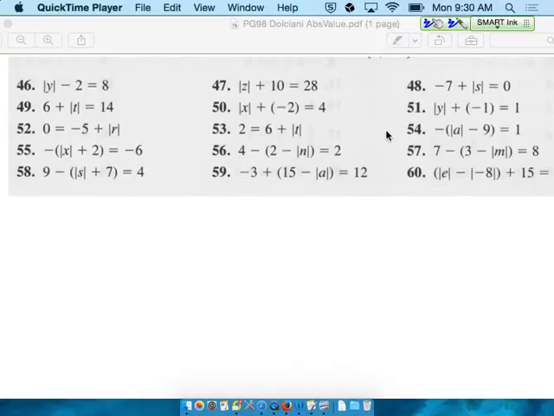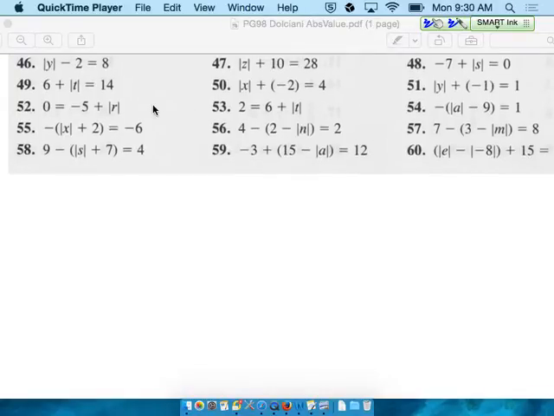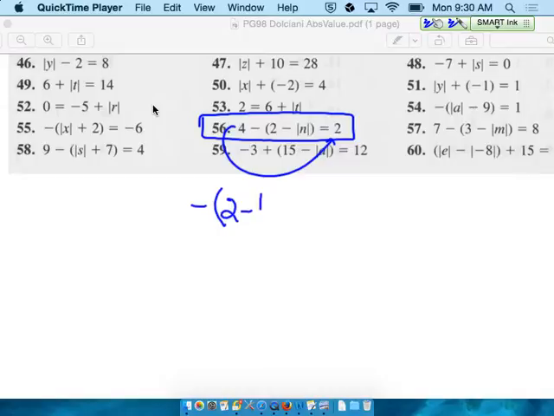Let's do a problem like number 56. So the first thing that I'm going to do is move the 4 to the other side. So then I'm going to be left with this. 2 minus 4 is negative 2. But then I notice that I have the negative sign sitting in front of the parentheses. So I could either distribute that through, or I could think of this as a negative 1 outside of the parentheses.